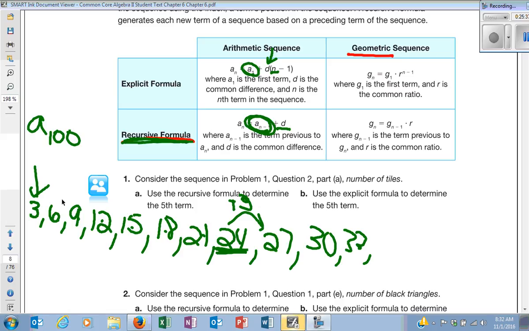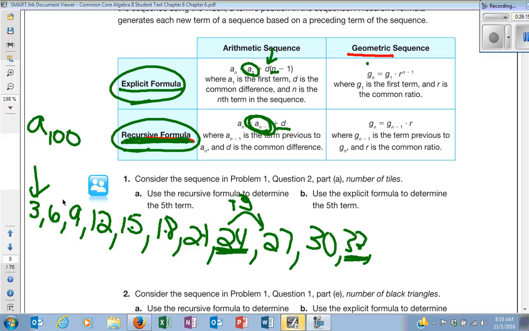Now, what if I asked you to find the 12th term? Is it going to be faster to do the explicit, or is it going to be faster to do the recursive? It's going to be faster to do the recursive because I've already given you the 11th. So all you have to do is add 3. So do you see how the recursive and the explicit are the same kind of thing for arithmetic and geometric?